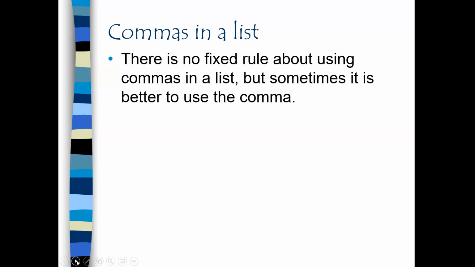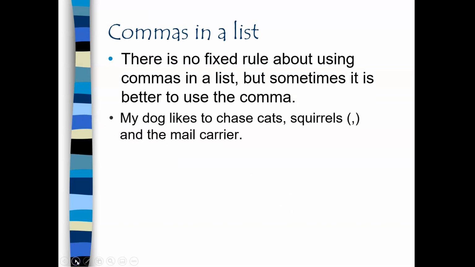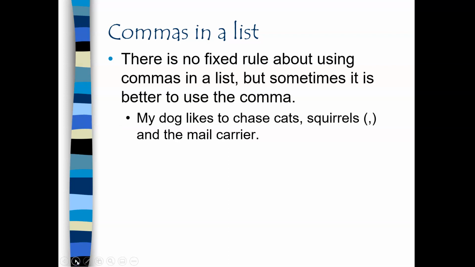Commas in a list: there's really no fixed rule, but sometimes it's better to use a comma to avoid misunderstanding. So you could say, my dog likes to chase cats, squirrels, and the mail carrier. Personally, well, we call this an Oxford comma. Personally, I like to use the comma just because I think it makes things very clear. Apparently in French, you do not use the Oxford comma.